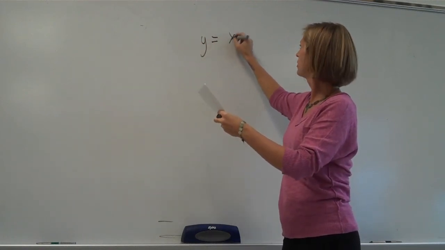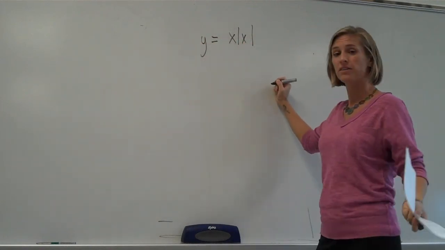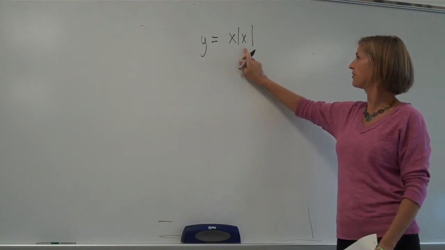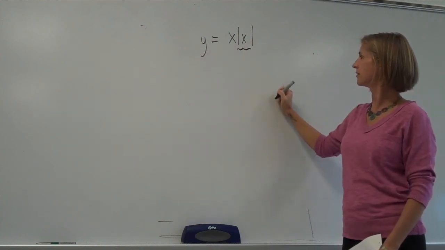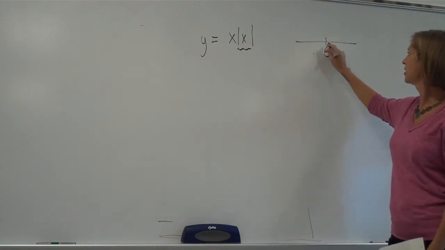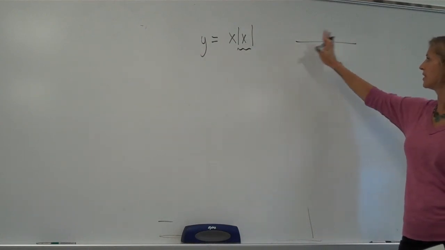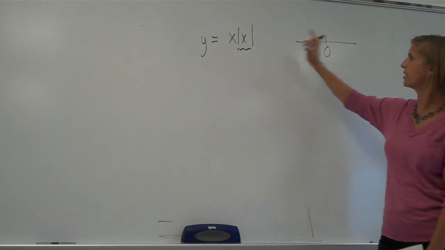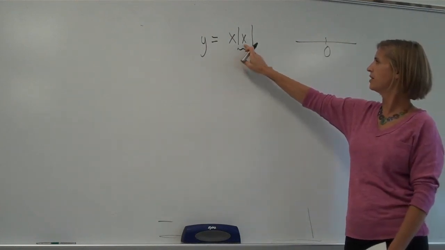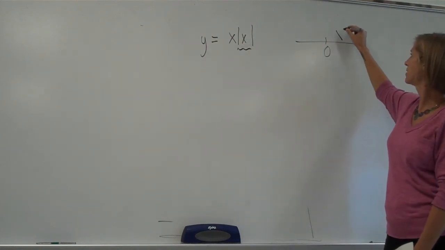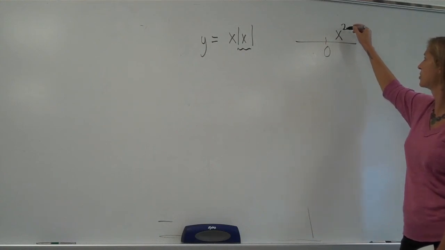We go, follow the same rules as before. Look at the absolute value, see what makes it 0. Set up a little number line, and since 0 makes that 0, plug in numbers bigger than and less than. So if I plug in like 1, I get a positive value in here. So I just drop the bars and make it parentheses, and I would get x times x, which is x squared.